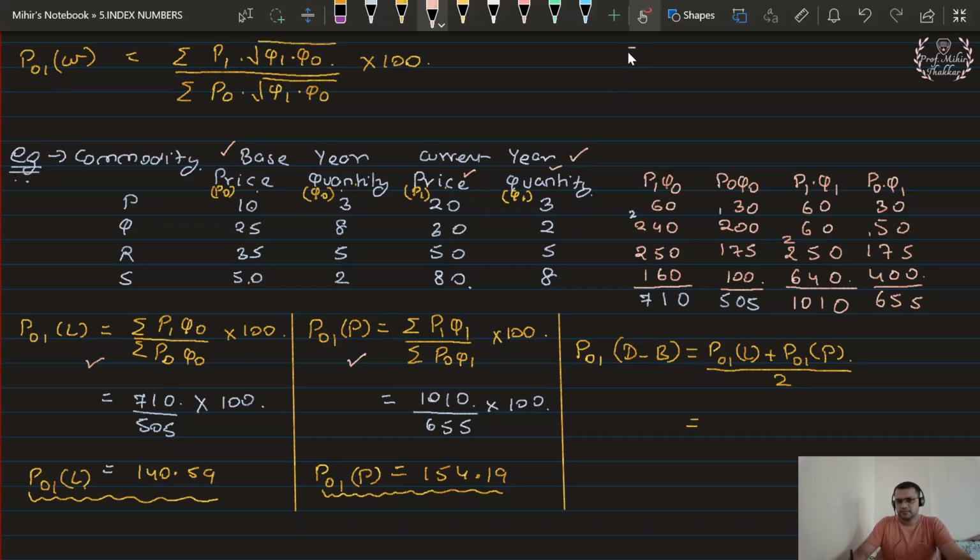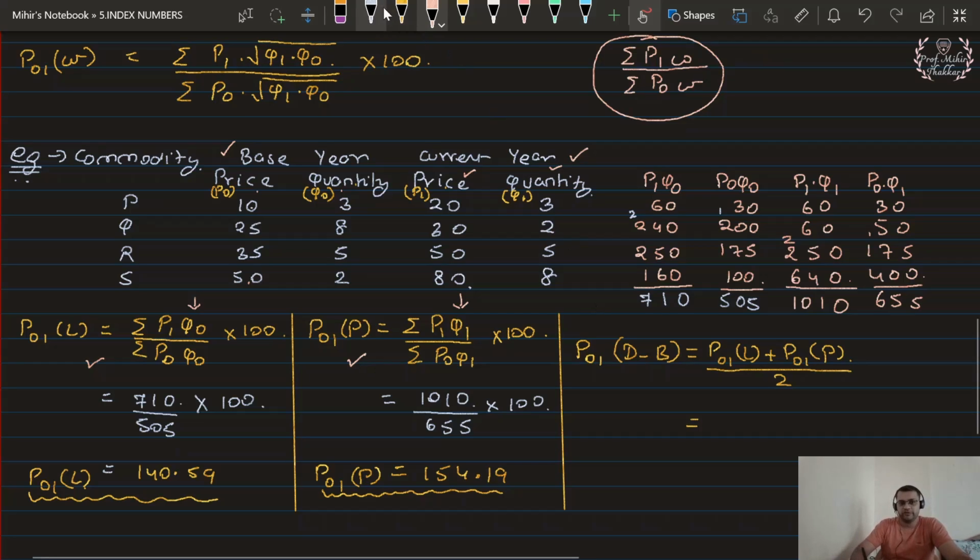Your basic formula, summation P1 into W upon summation of P0 into W. This always remains the same. For Laspeyres, I am considering that weight is the base year quantity. For the Paasche, I am considering that the weight is the current year quantity. Then just based on that, you would be able to calculate your Laspeyres and the Paasche index number. And using these two, the best part is that you can directly get the remaining two index numbers, Dorbish-Bowley and the Fisher's index number, just by using the above two index numbers. So let us see what we can do in this.